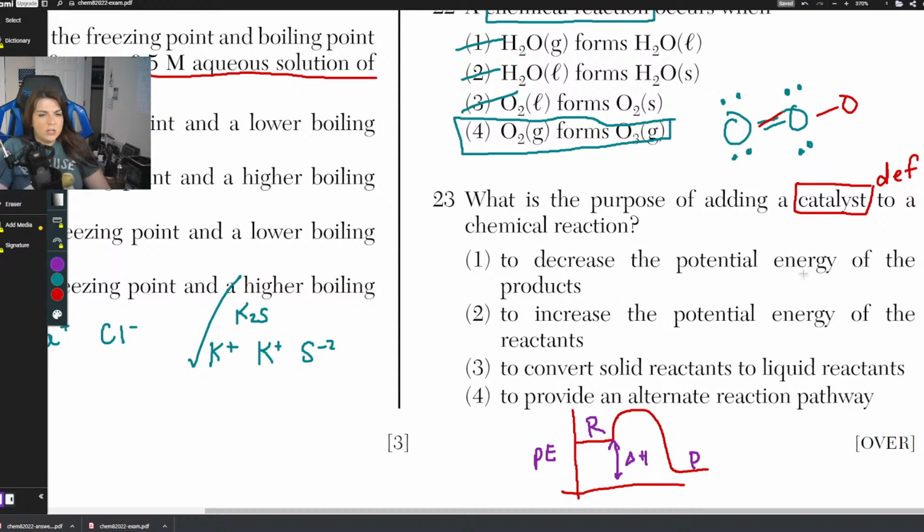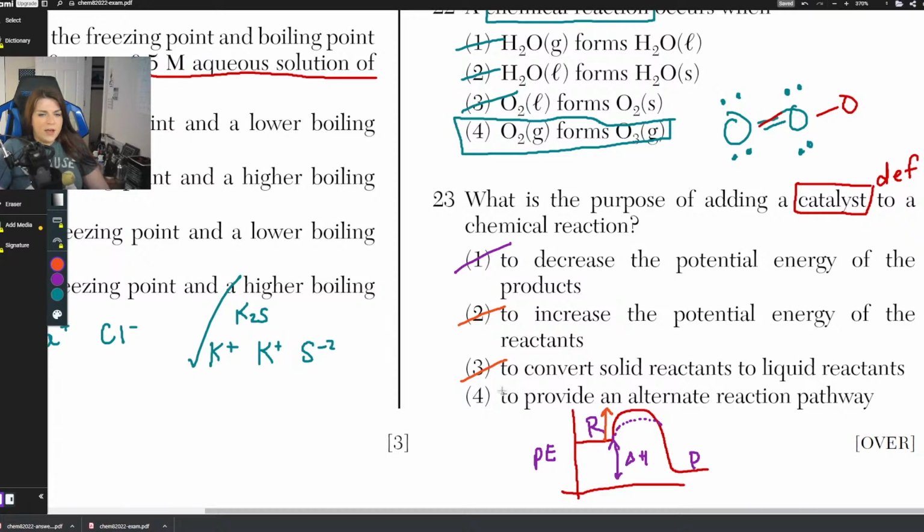If we decrease the potential energy of the products, that would mean that we're dropping this plateau right here, which we are not doing with a catalyst. The catalyst is going to go like this. And it's going to affect the activation energy, which is this right here. The amount of energy needed to get the reactants to convert into products. So we're not increasing potential energy either. Converting solids to liquid reactants. A catalyst may help with that, but that's not the purpose of a catalyst, like, overall.